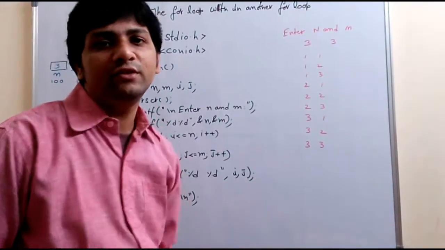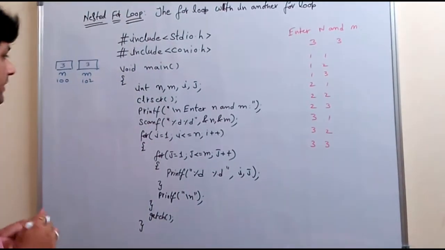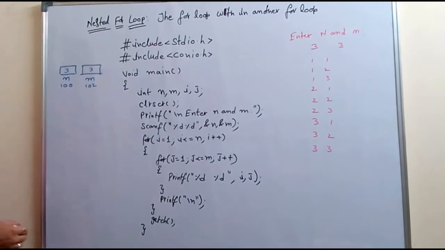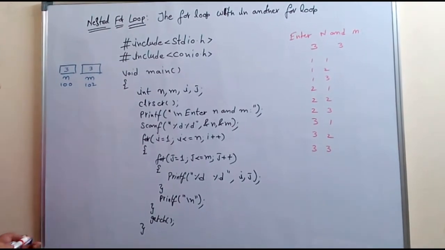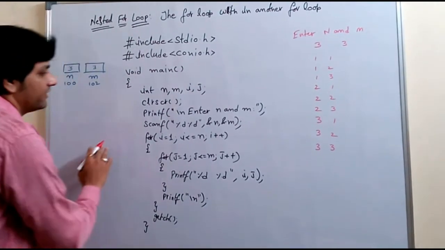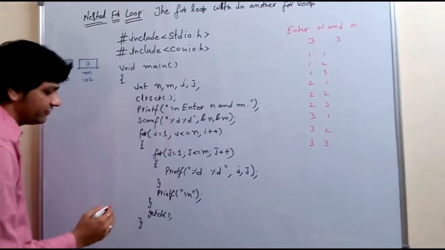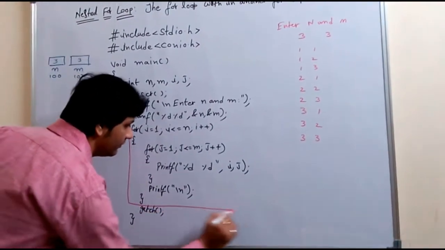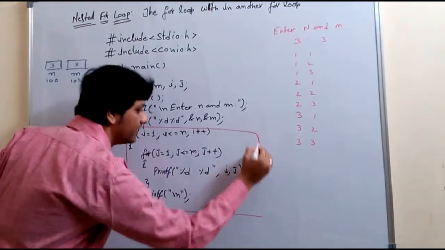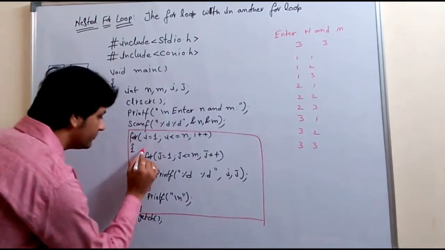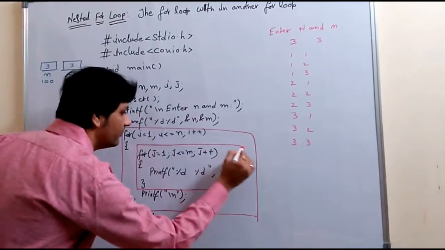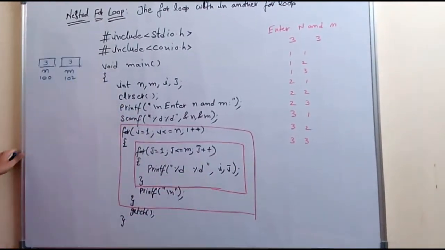I am going to explain this pattern now. Right now n holds 3 and m holds 3. Now see here, this is the logic. This is the for loop. We wrote this particular for loop, and inside it there is another for loop. What is the purpose of that?